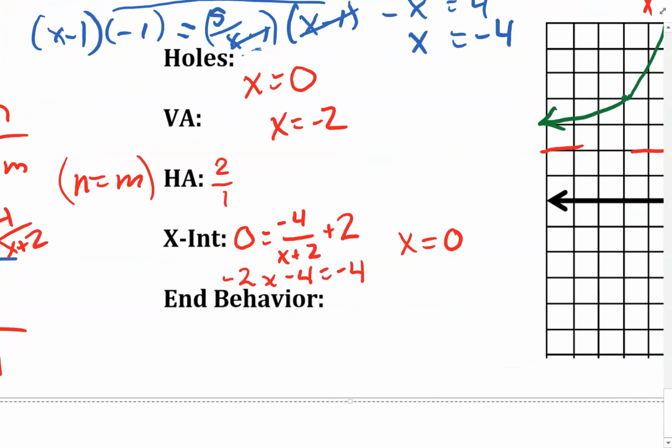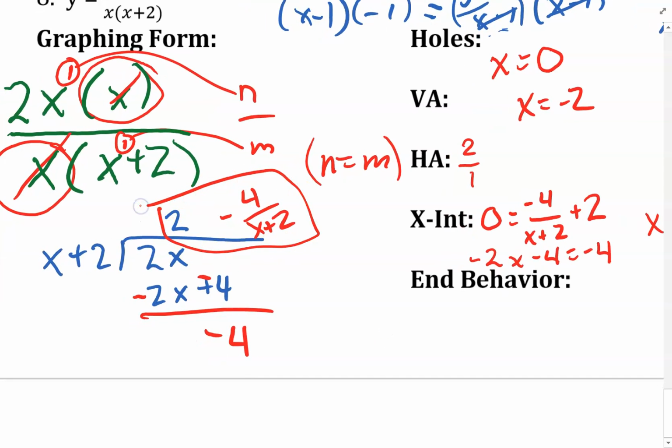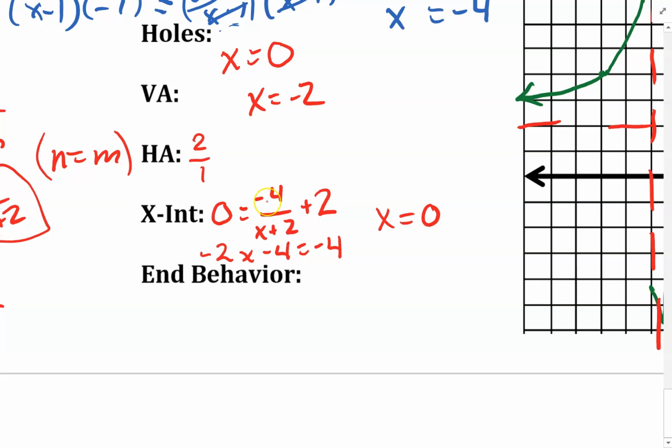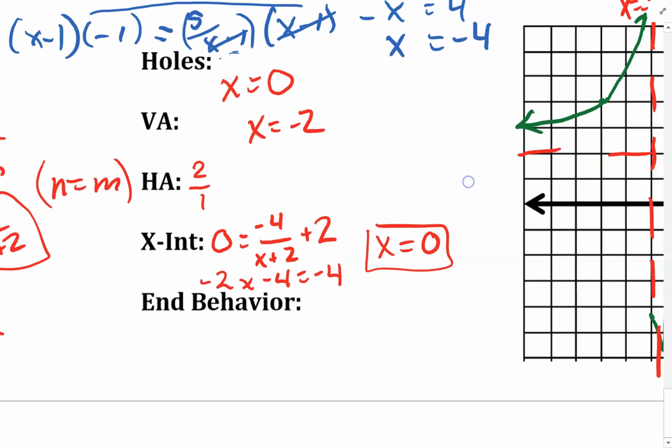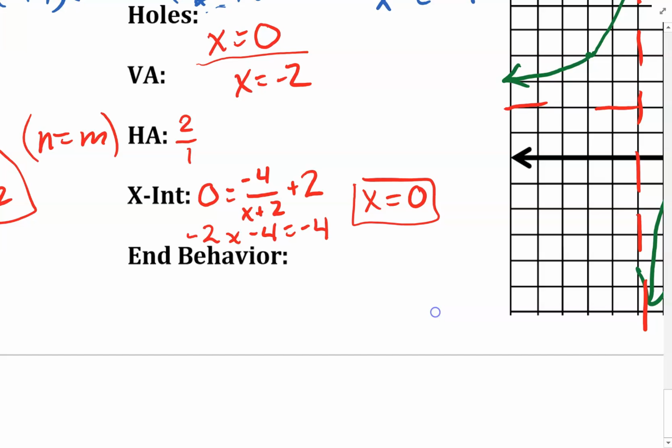Now I want to calculate my x-intercept. So I take my rewritten function, I set it equal to 0 and solve. 0 equals negative 4 over x plus 2, quantity plus 2. Subtract 2 from each side. Multiply each side by x plus 2, so I get negative 2x minus 4 equals negative 4. Add 4 to each side, divide by negative 2. x equals 0 is my x-intercept. It just happens to be that that's also where there's a hole, so I draw a hole around my x-intercept.